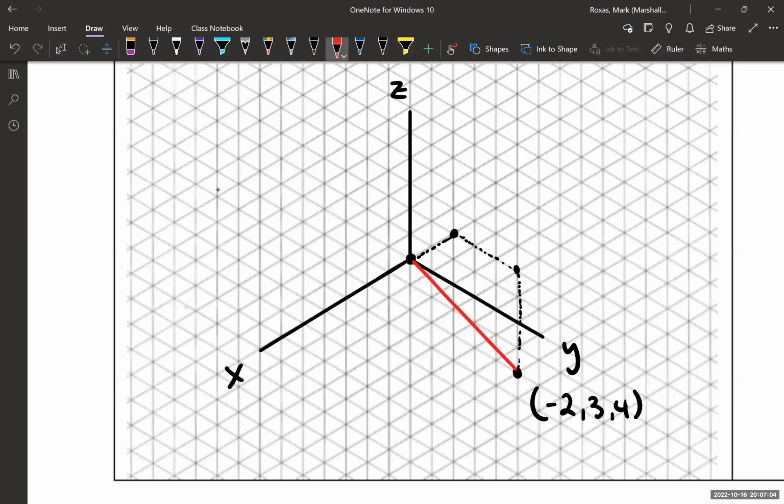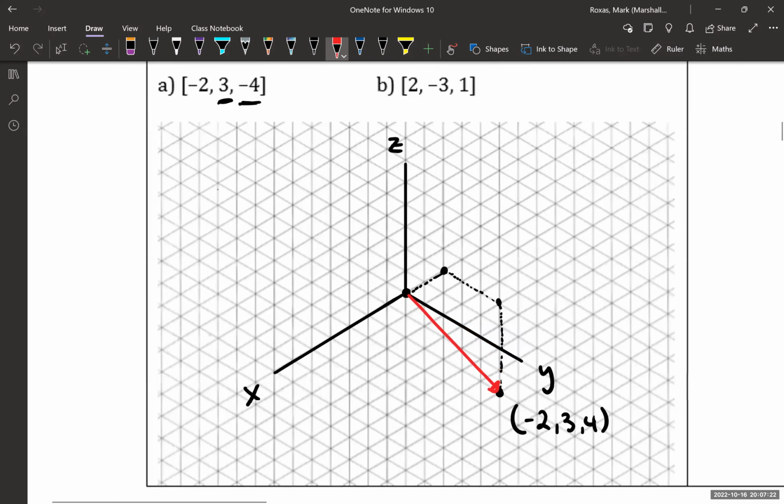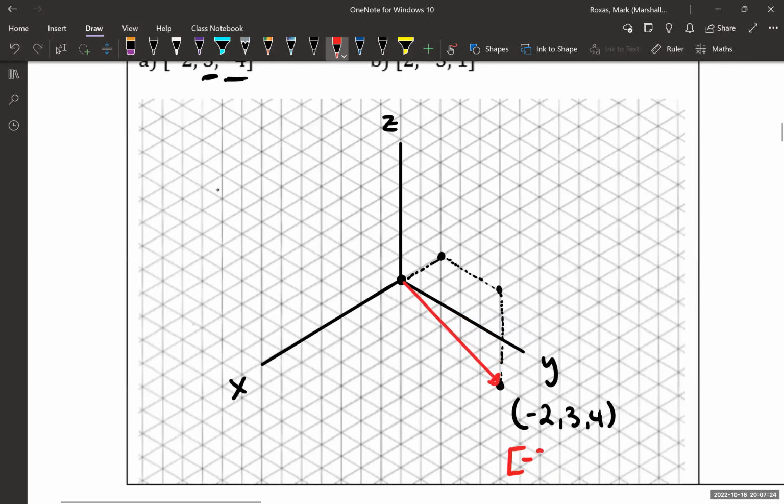And there's my vector. So it takes a little bit of imagination to imagine that in 3D space. So being behind the ZY plane and then pointing downward. Okay, so that's that vector, -2, 3, and 4. And just like 2D vectors, I could take this vector and move it anywhere in 3D space, right? And it's still the same vector, okay?